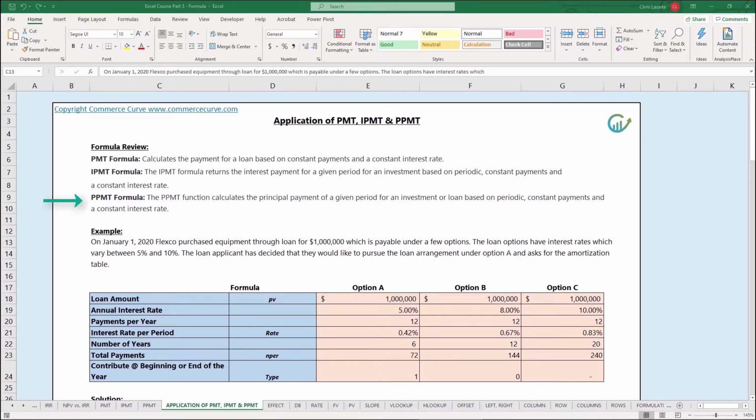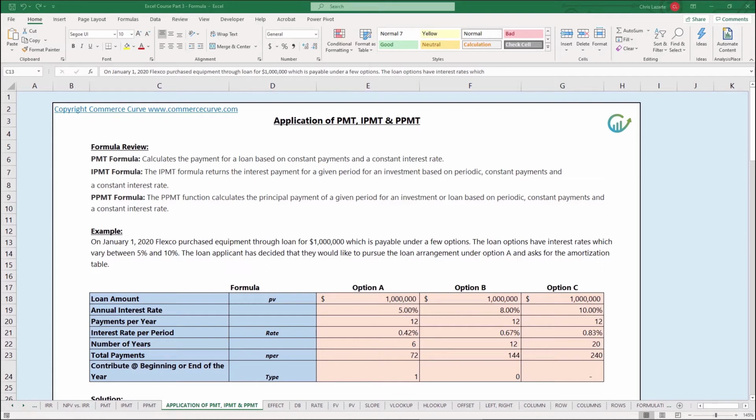And then we have the principal payment formula. As you can imagine, the PPMT formula calculates a principal payment of a given period for an investment or loan based on specific periodic constant payments and a constant interest rate. So in this example, we're going to combine all three of those: the payment, the blended formula, the interest payment formula, and the principal payment formula.